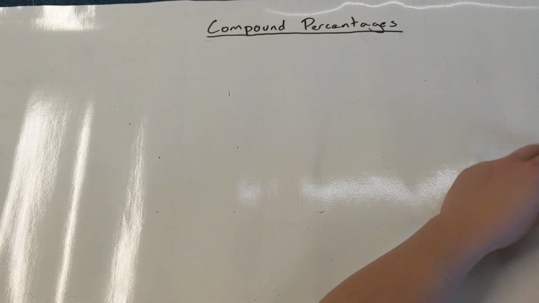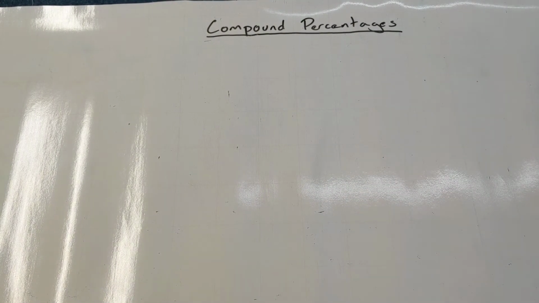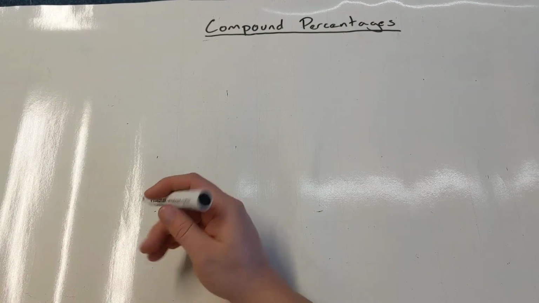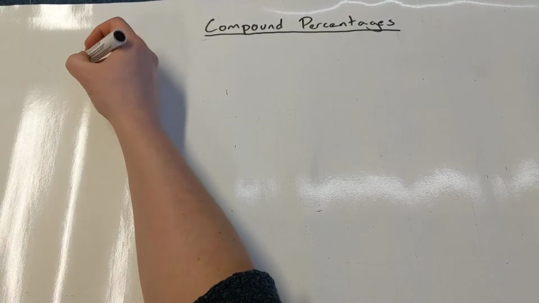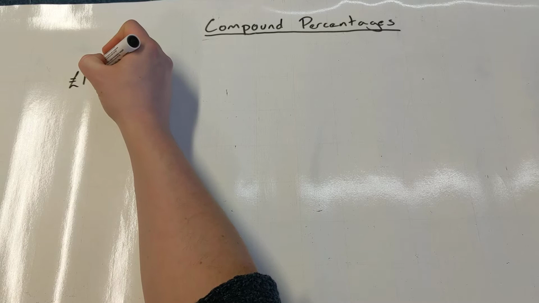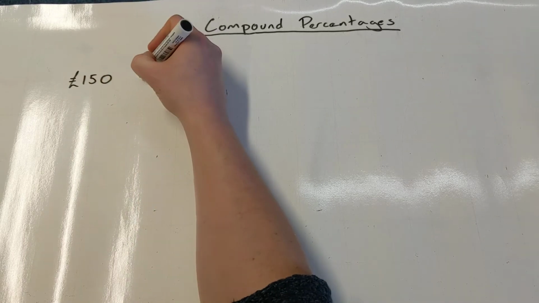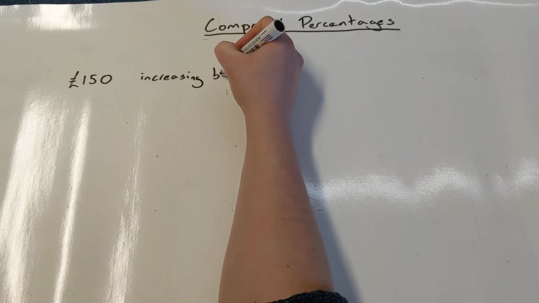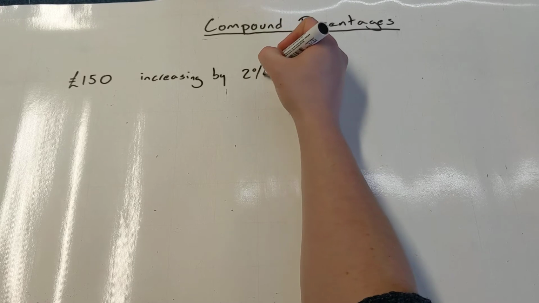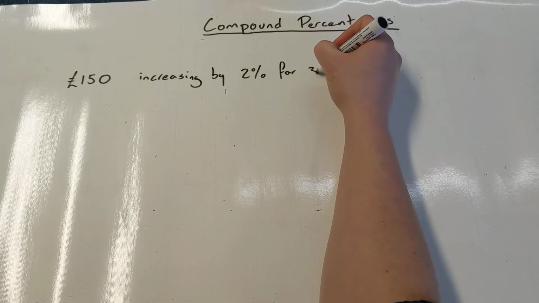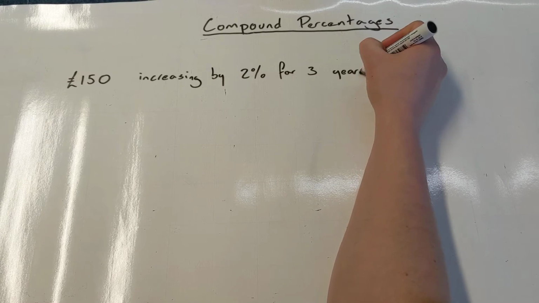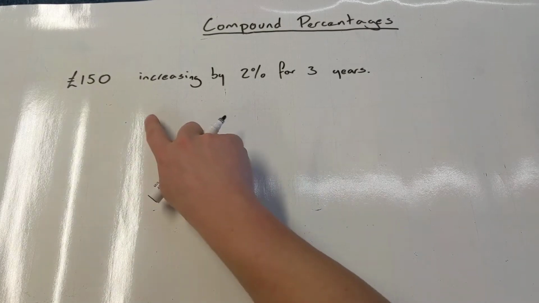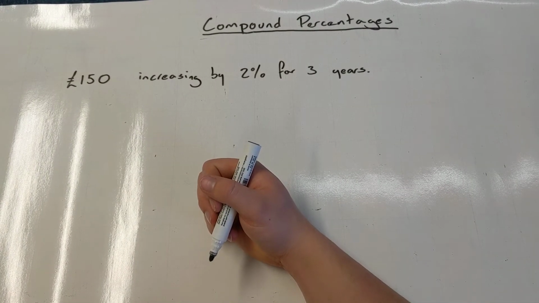So let's just look at an example first and make sure we're comfortable with the longer way of doing it, so we know just how we're actually using percentages. So say I've got £150 increasing by 2% for 3 years. Now, obviously, you'd get a bit more of a wordy question written out properly, but this gives us the basic information we need.